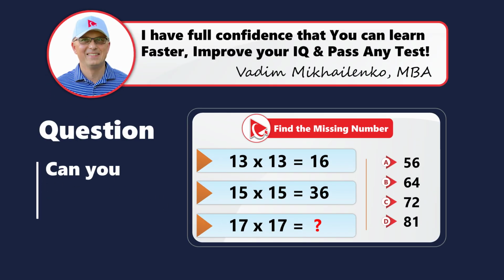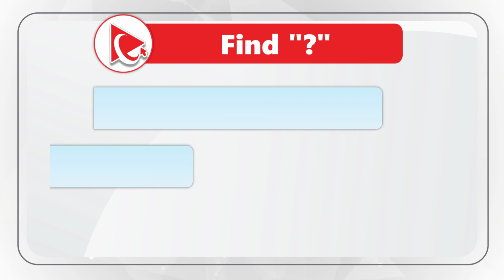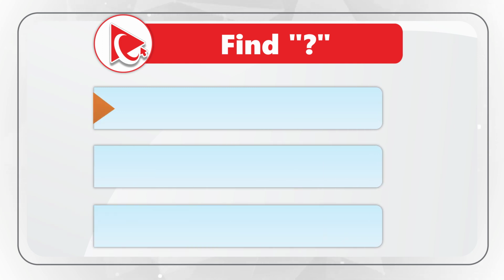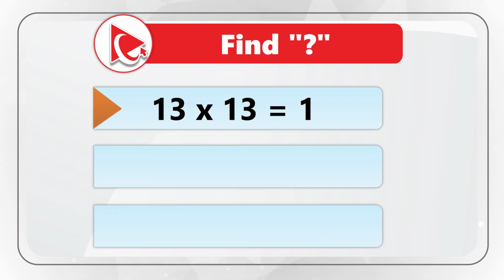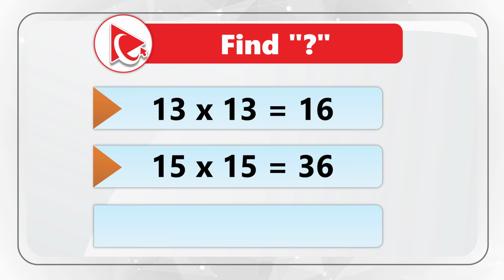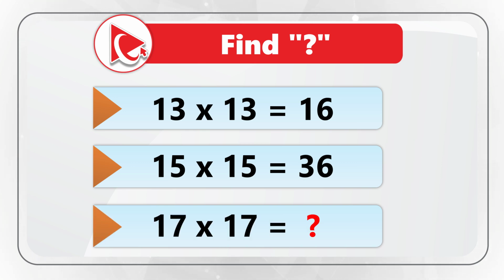Surprise, surprise! I have a problem for you to solve. You need to find the missing number, and you're presented with 3 expressions. First expression is 13 by 13 equals 16. Second expression is 15 by 15 equals 36. And last expression, 17 by 17 equals the missing number, represented by the question mark.